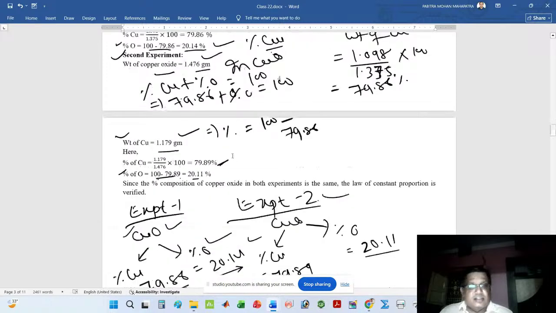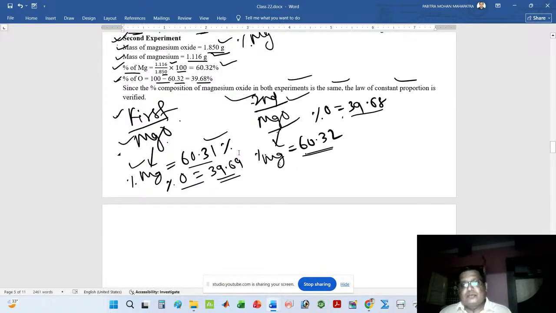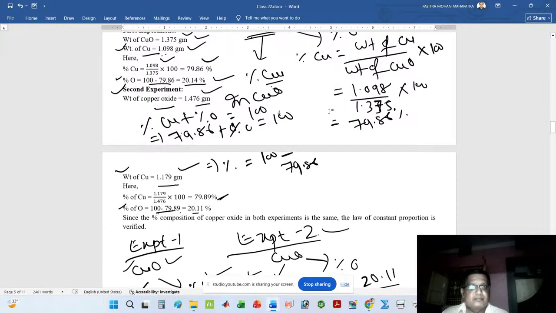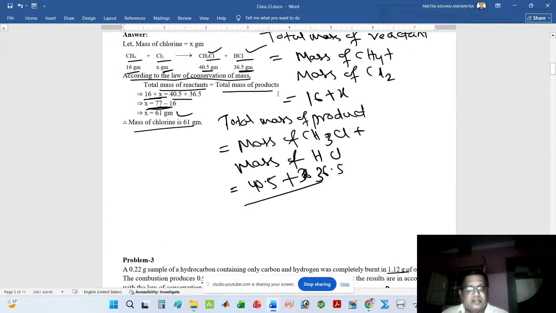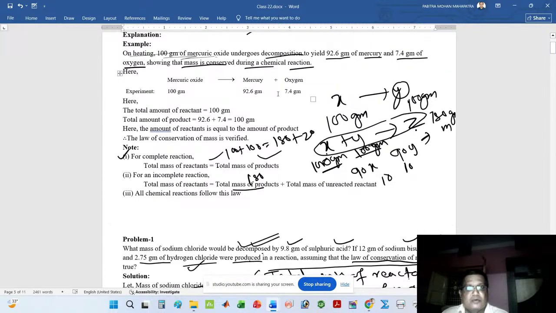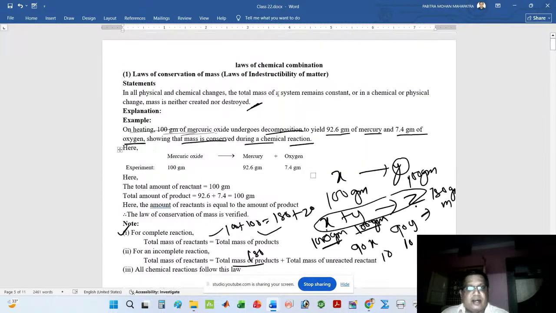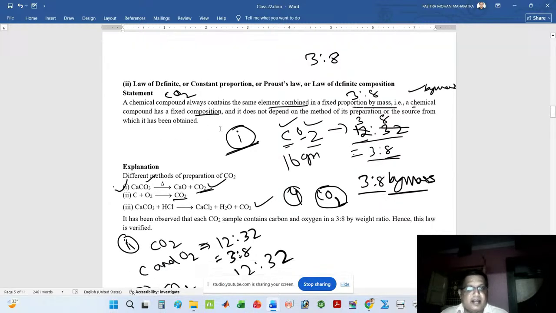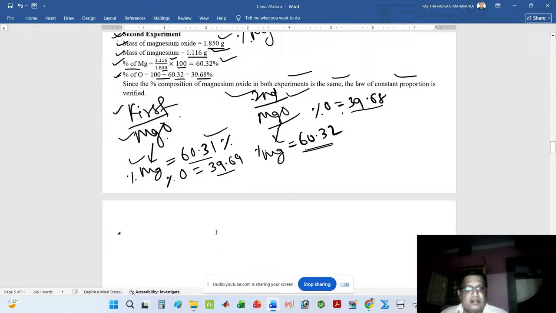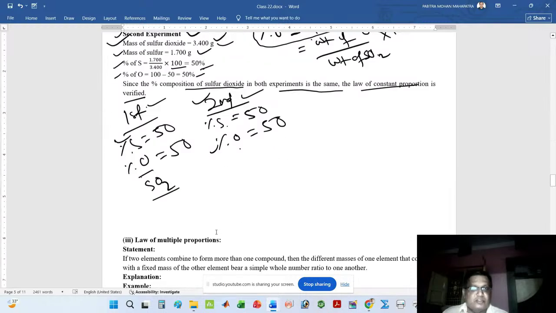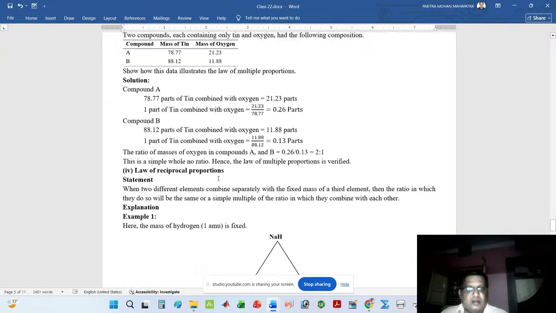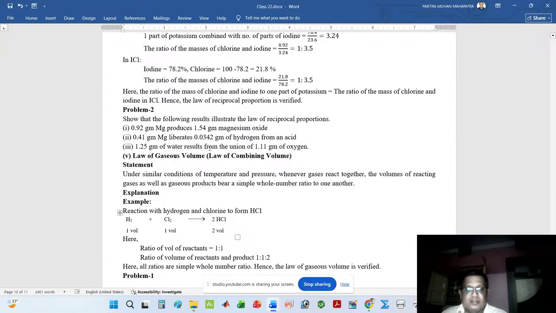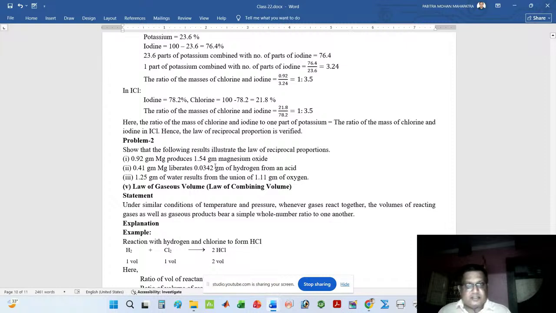This is all about the two laws I have covered in this class. Two laws. One is the law of conservation of mass. That is the first law. And I have also covered in this class the law of definite proportion. In the next class, I will cover another law, the law of multiple proportion. Another is the law of reciprocal proportion, and another is the law of gaseous volume. For this class, this is sufficient.